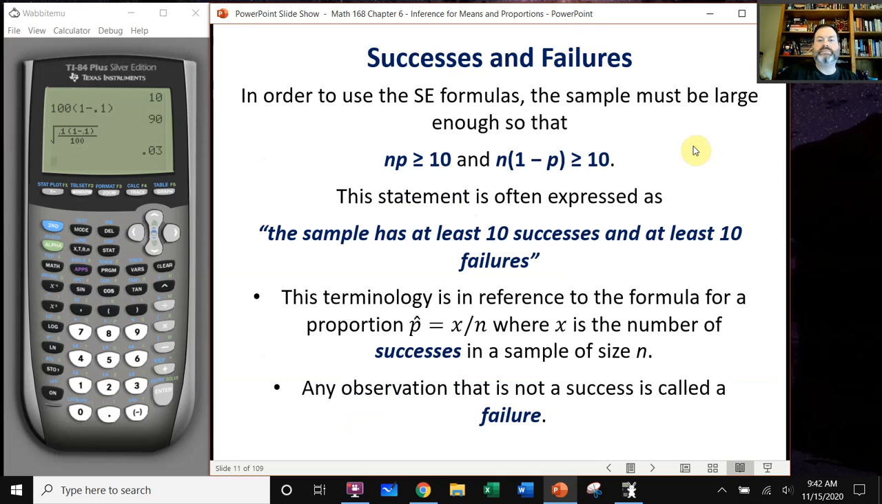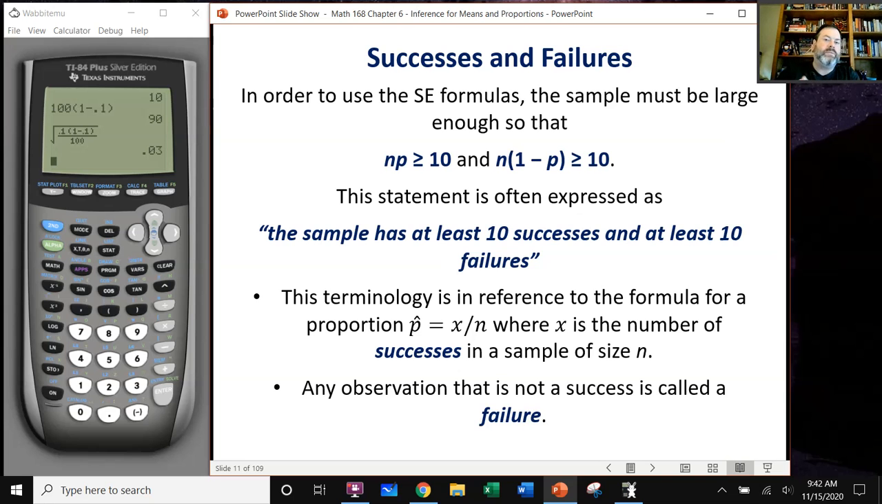Alrighty, let's keep going. So in order to use the standard error formulas, the sample must be large enough so that np is greater than or equal to 10, and n(1 minus p) is greater than or equal to 10. This statement is often expressed as the sample has at least 10 successes and at least 10 failures. This terminology is in reference to the formula for a proportion, p hat equals x over n, where x is the number of successes in a sample of size n.